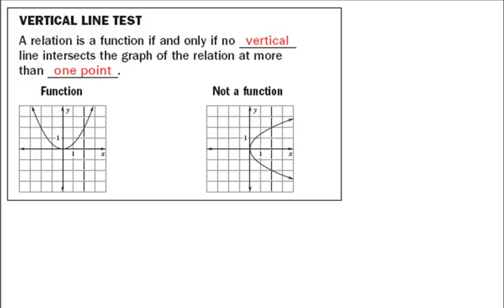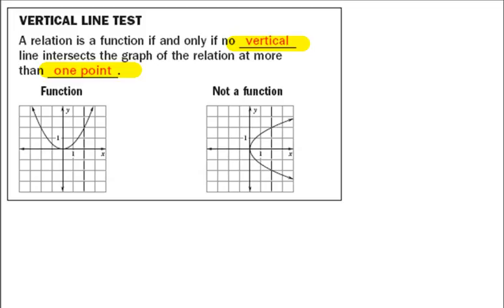Next thing up for us is the vertical line test. When I'm looking at a graph, remember we had four different ways of representing relations. And I should mention that every function is a relation, but not every relation is a function. So part of what you're doing in this section is determining which sets of ordered pairs, which graphs, which tables, which mapping diagrams are and are not functions.